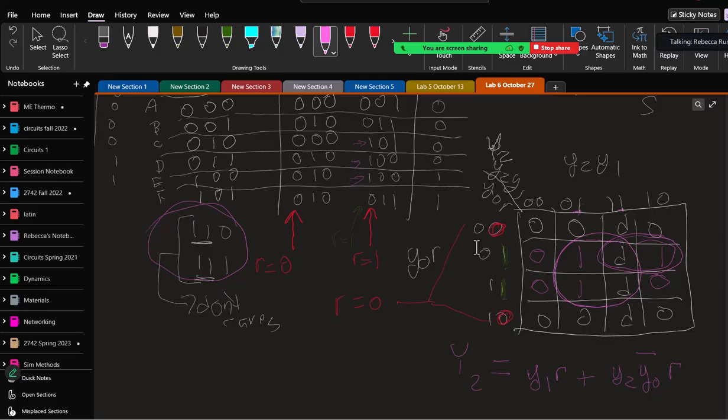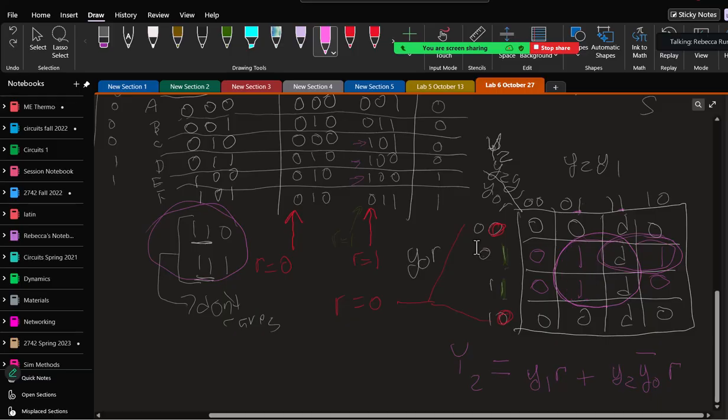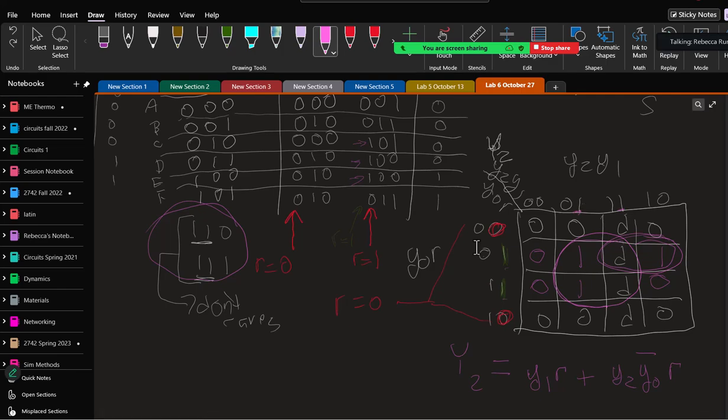Could you use just these ones instead of the whole don't care? You could, but it makes it harder because then you have an expression with 3 variables instead of just 2. In general with the Karnaugh map, you want to minimize it, and you minimize it by having as big circles as possible. All right. Thank you.